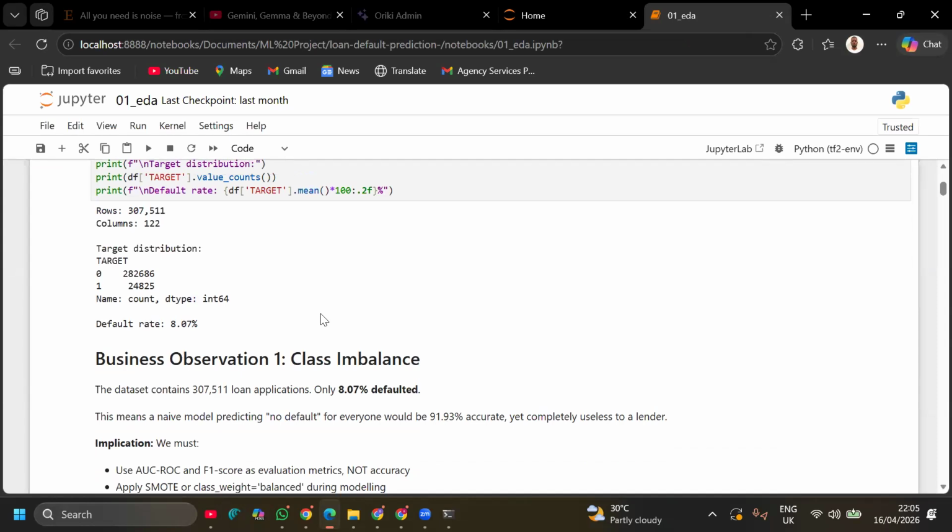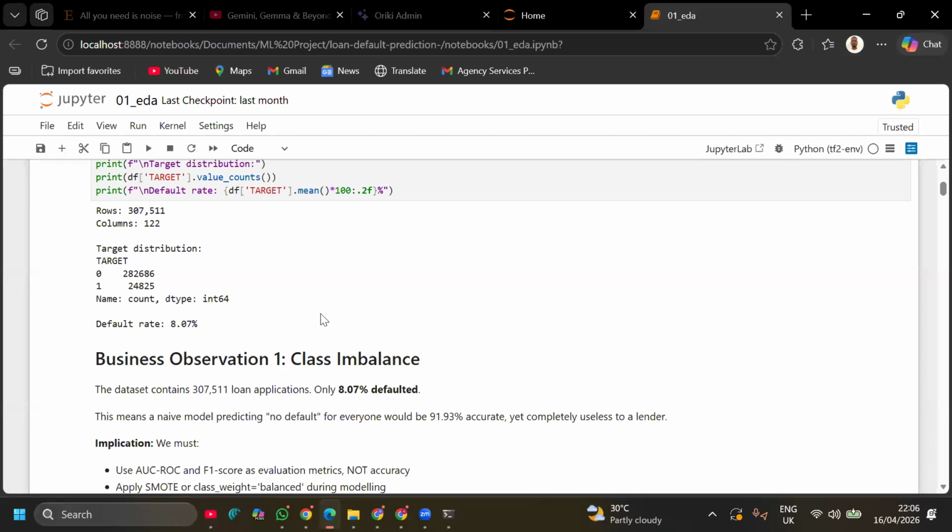In this Home Credit data set, we have 307,511 rows with 112 columns. Out of this data set, we have our target variable, which is those that defaulted and those that did not default. Just like I said, our main aim is to predict whether a potential customer will default or not. In this data set, 0 represents those that did not default and 1 represents those that defaulted.